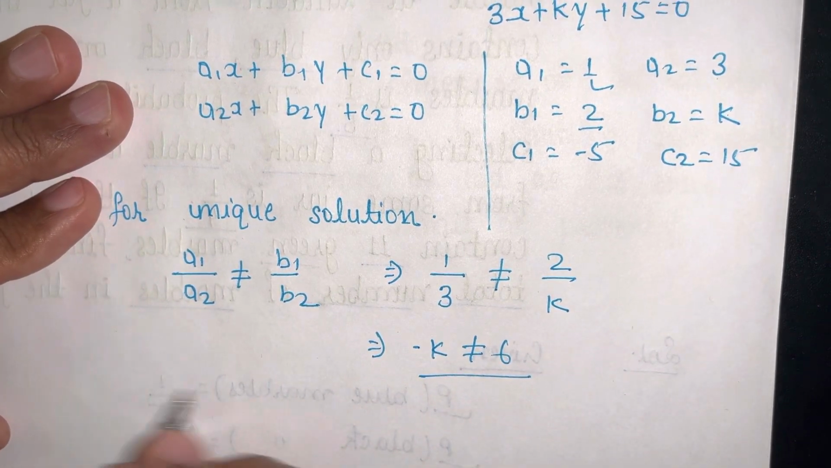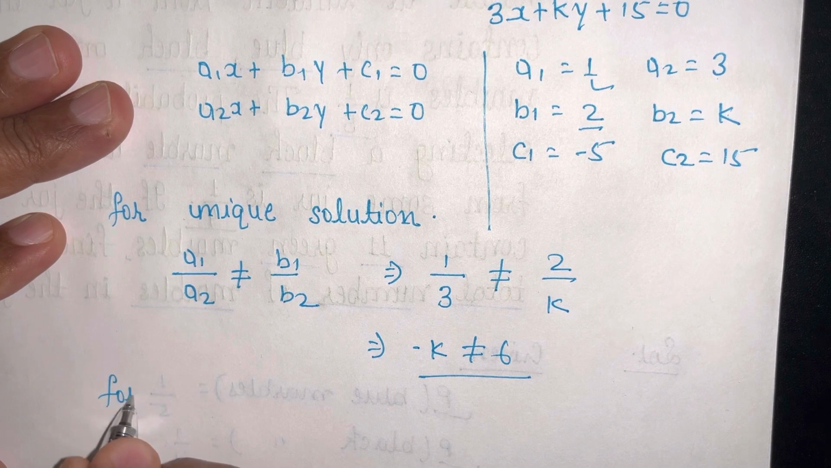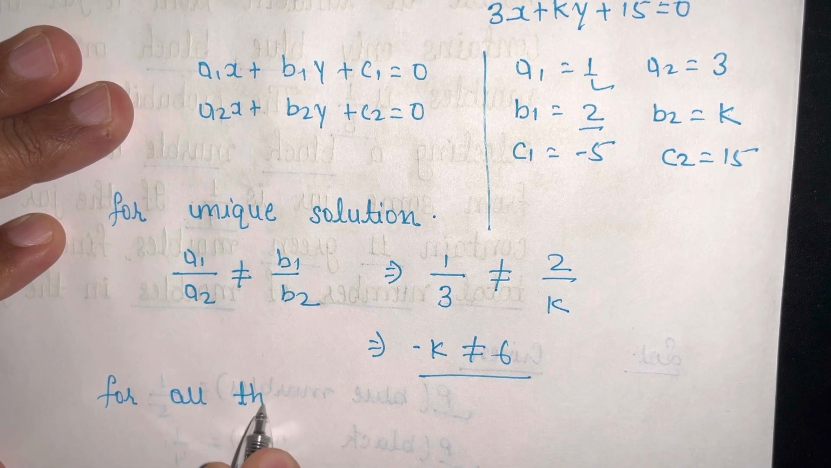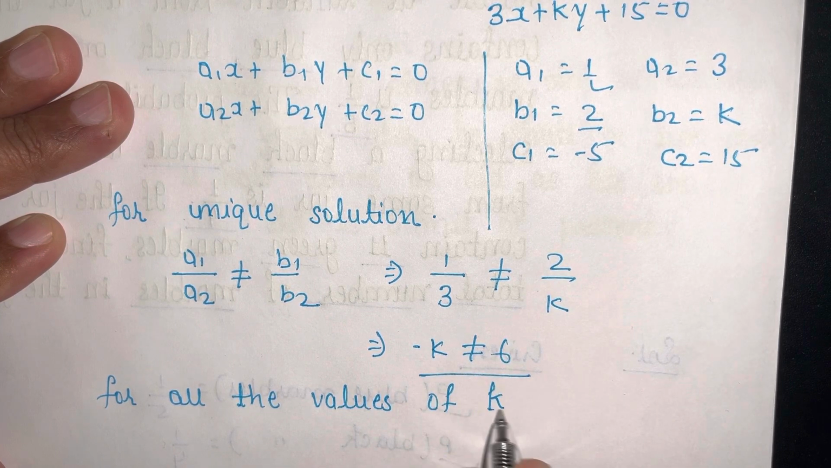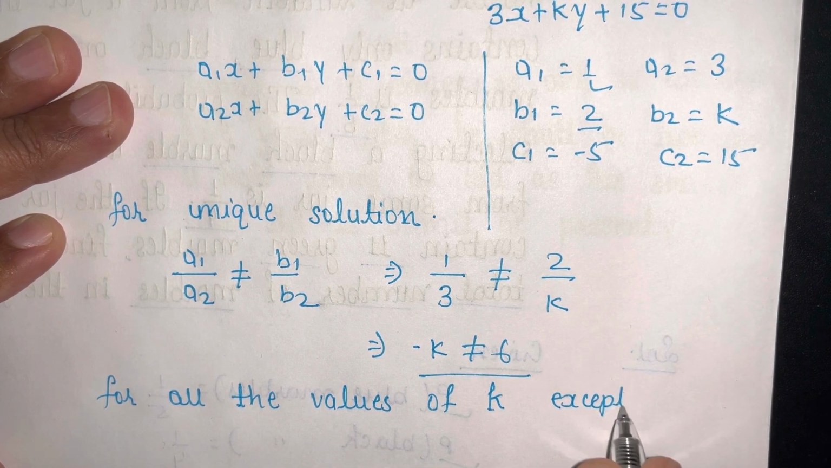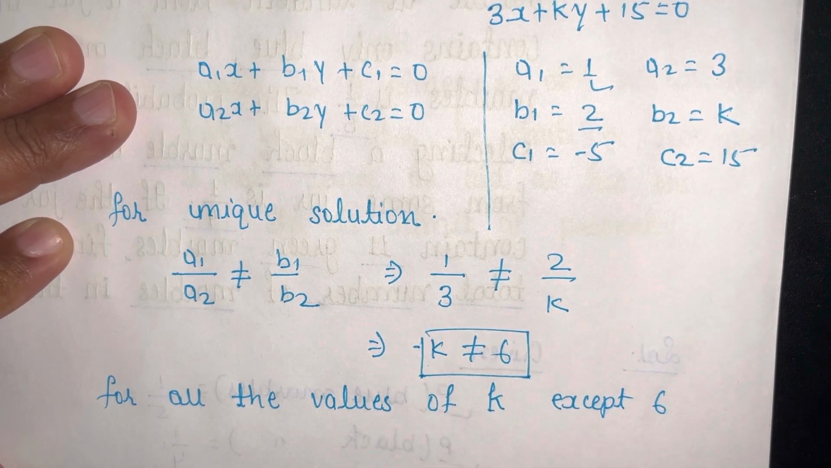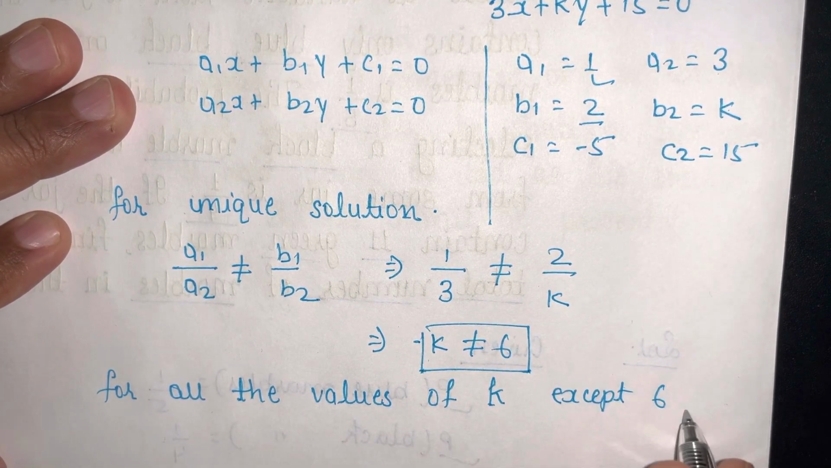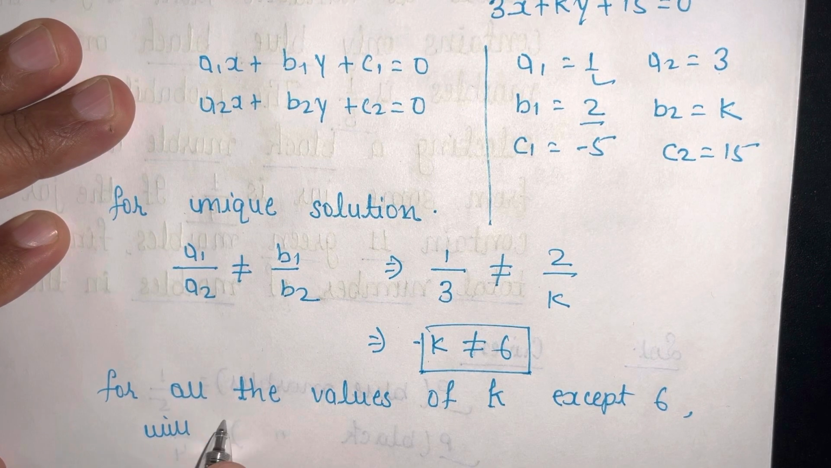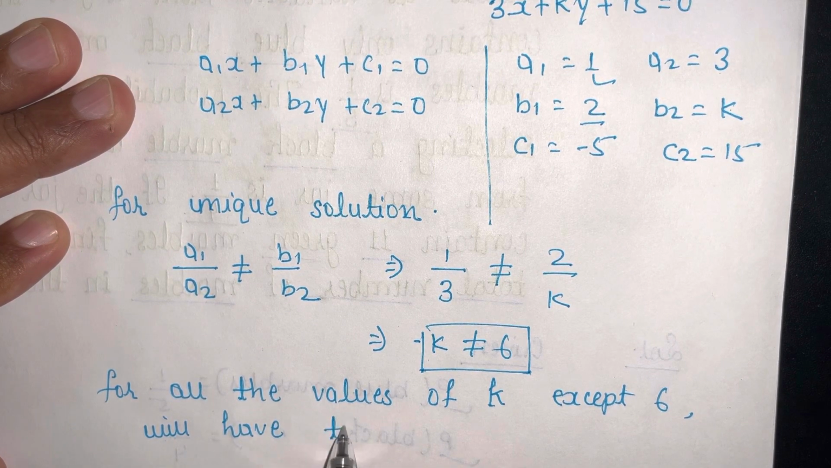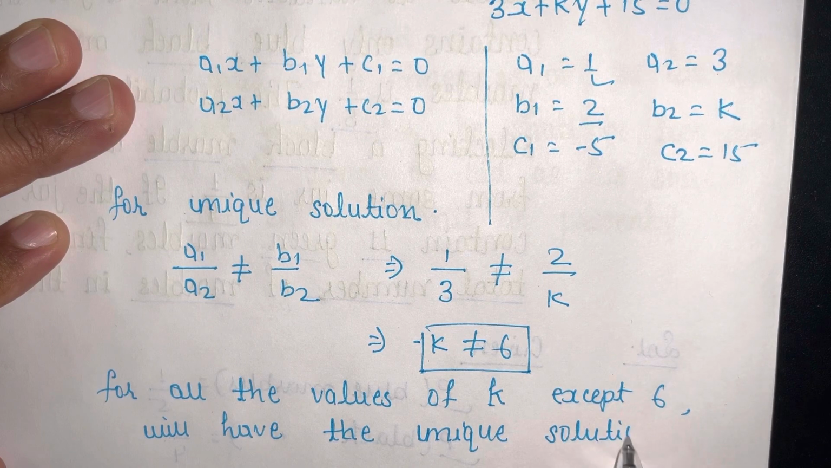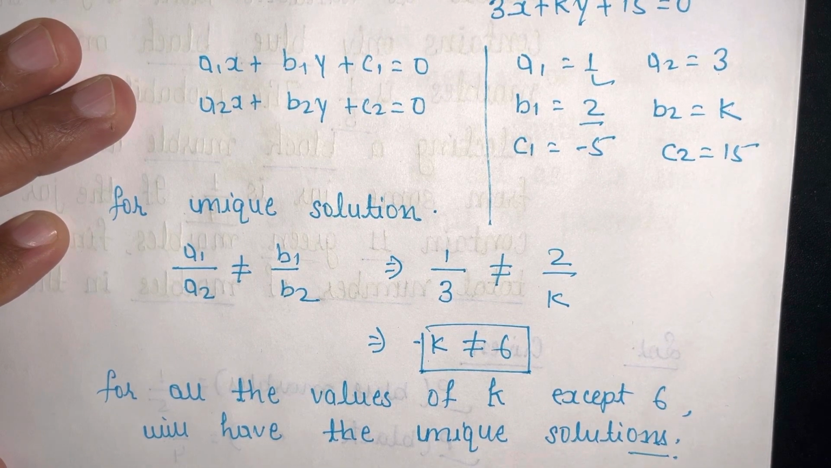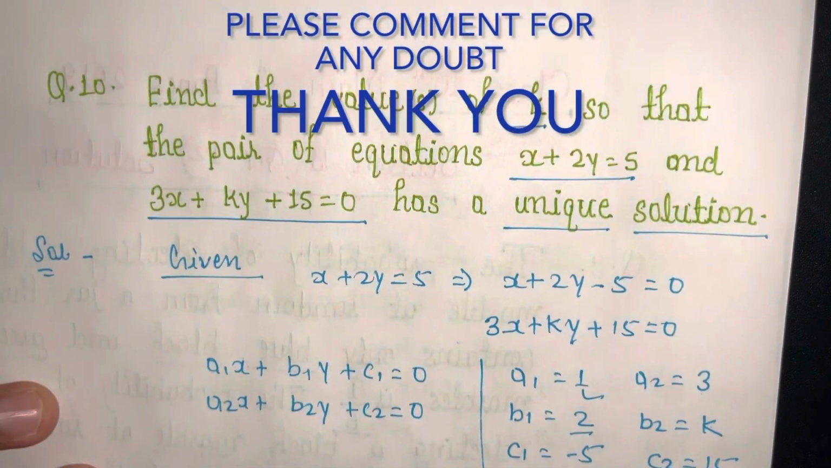So that means for all the values of k except 6, we'll have the unique solution. So this will be your answer for this question. Okay, this is question number 10.